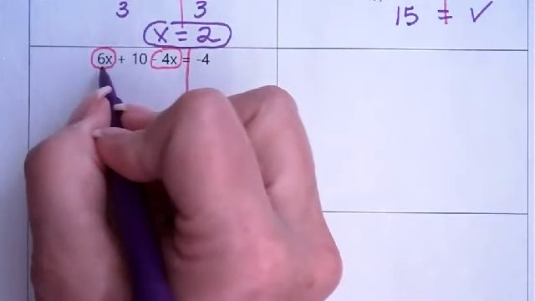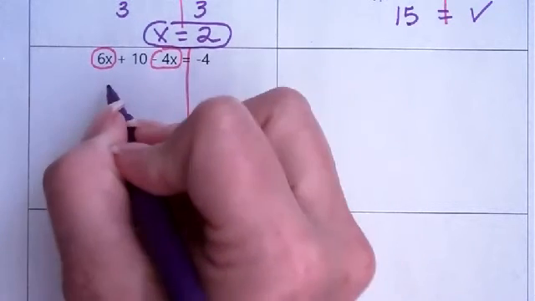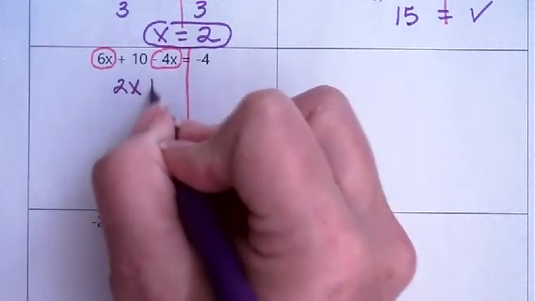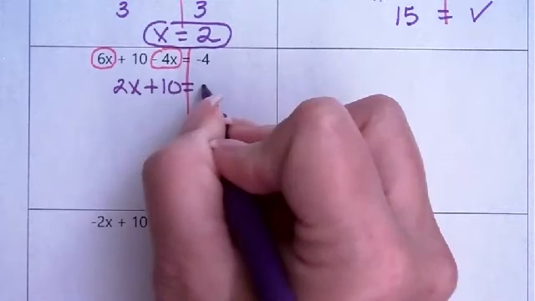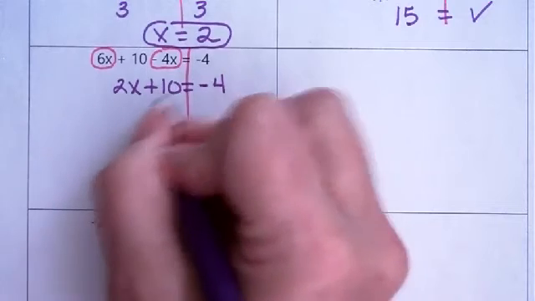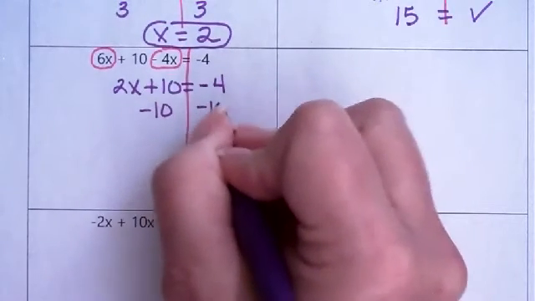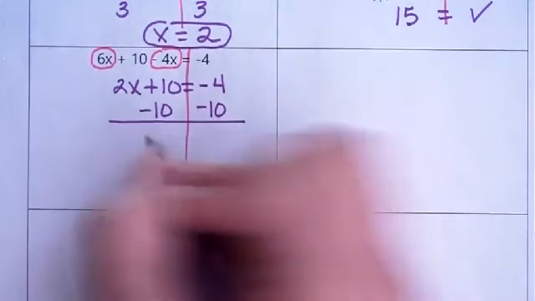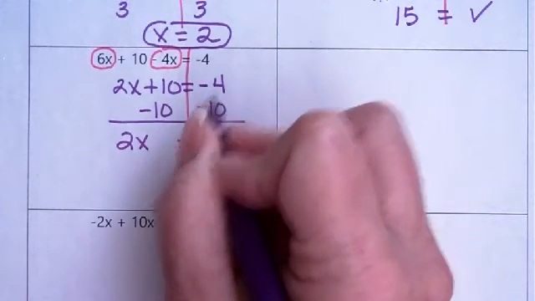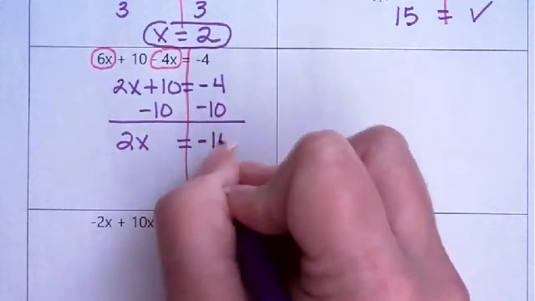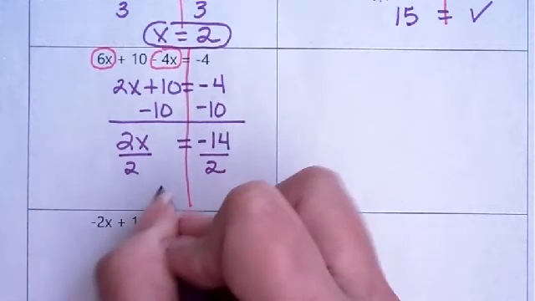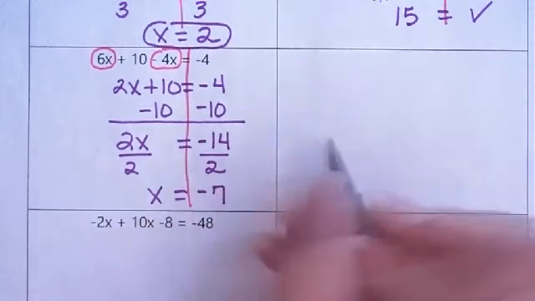Okay, so if I do 6x minus 4x, well, that's 6 minus 4, which is 2x. Then I bring down my plus 10 equal to negative 4. Now, I'm going to subtract the 10 from both sides, just like that. And I'm going to have 2x equal to, now negative 4 minus 10 is negative 14. And let's see, let's divide both sides by 2. And I've got x equal to negative 7.